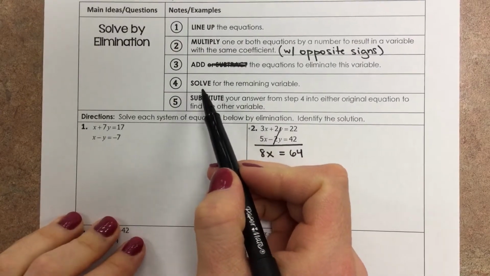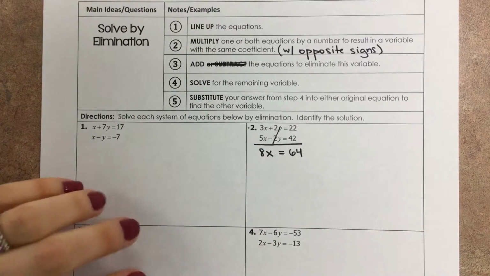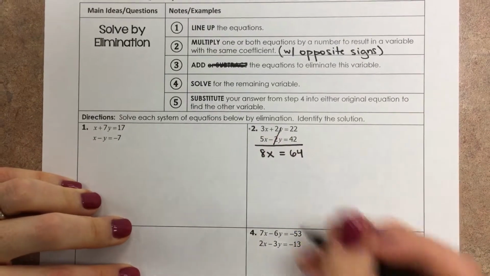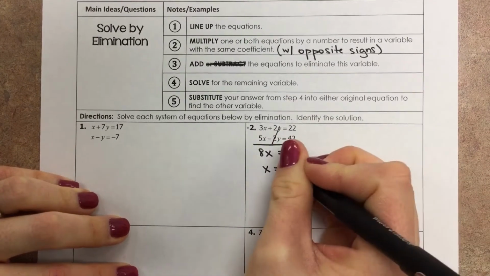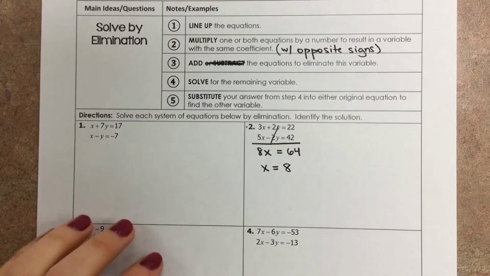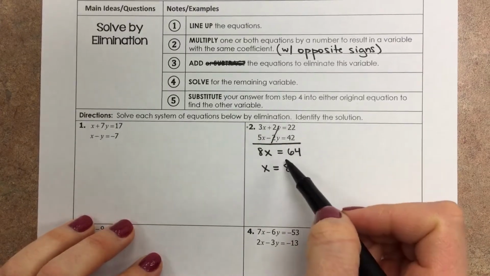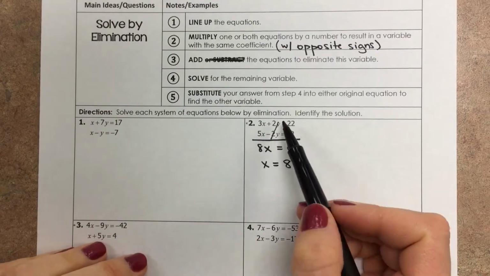Step 4, solve for the remaining variable. Usually this is just a quick division problem like this one. The remaining variable is x, and to solve for x, we're going to divide both sides by 8. So divide the left-hand side by 8, and on the right, 64 divided by 8 leaves us with 8. So that's step 4, and then finally step 5, substitute your answer from step 4 into either original equation to find the other variable. So now we know what x is, we can use that to find y.